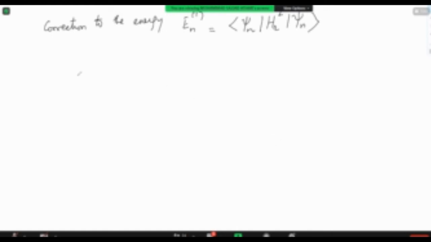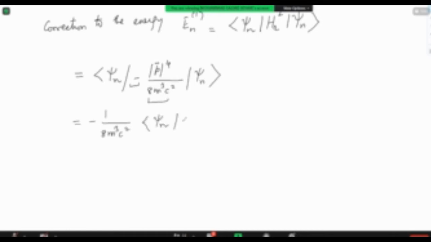And then we can write this psi n. H R I is nothing but p^4 by 8m cube c square psi. Then we can take this minus 1 by 8m cube c square outside. This will be minus 1 by 8m cube c square psi n p to the power 4 psi.